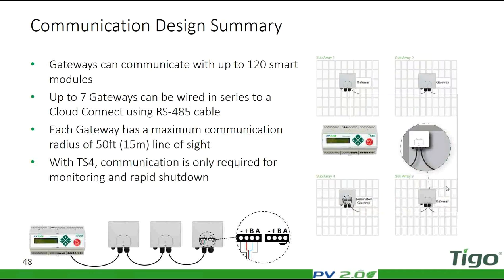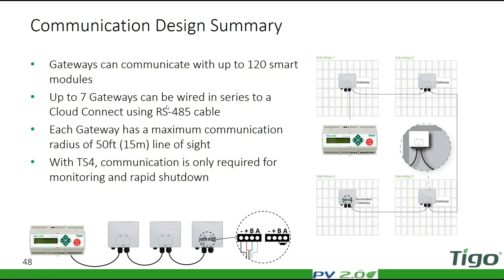All right, so to sum up, I know we're getting closer to the end. The magic numbers to remember: 120. Every gateway can communicate with 120 smart modules. Up to 7 gateways can be wired in series to a single Cloud Connect using an RS-485 cable, which is a 4-conductor cable. It can be a Cat5, or just a 4-conductor cable.